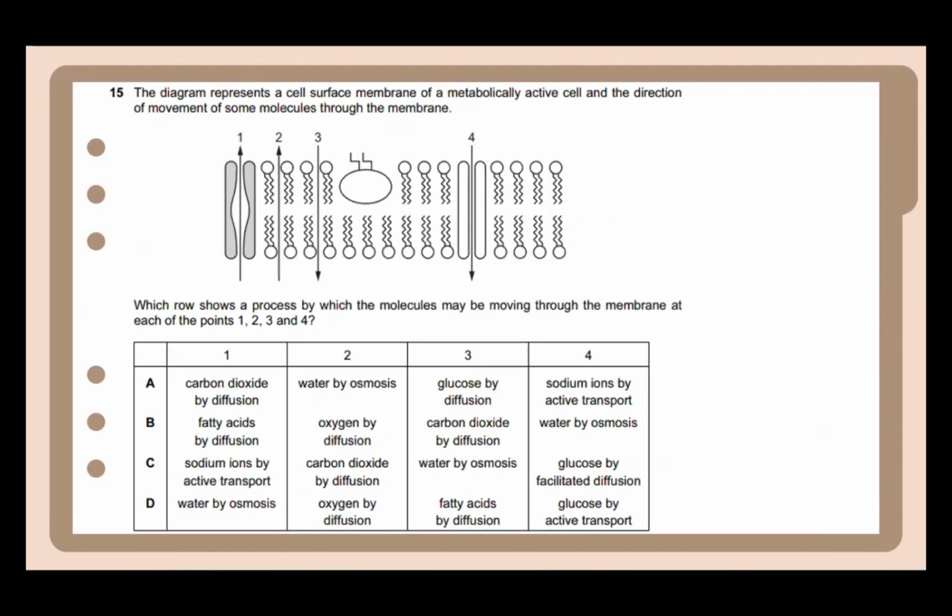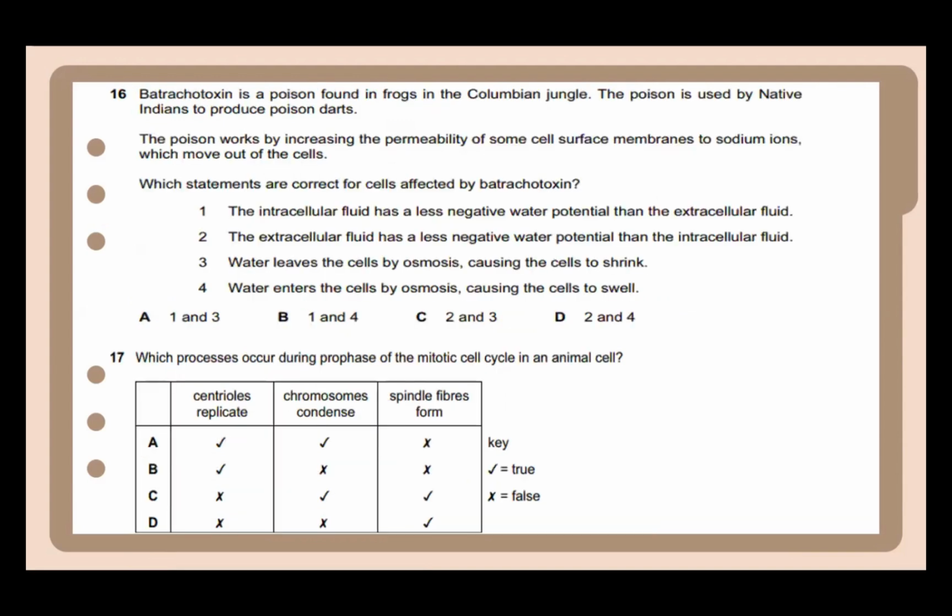The answer is C. The diagram represents a cell surface membrane of a metabolically active cell and the direction of movement of some molecules through the membrane. Which row shows a process by which the molecule may be moving through the membrane at each of the points 1, 2, 3, and 4? The answer is C.